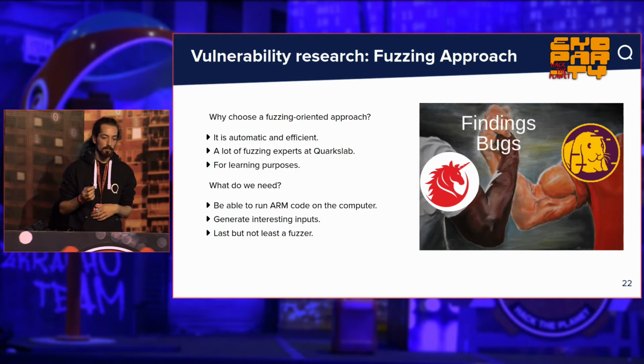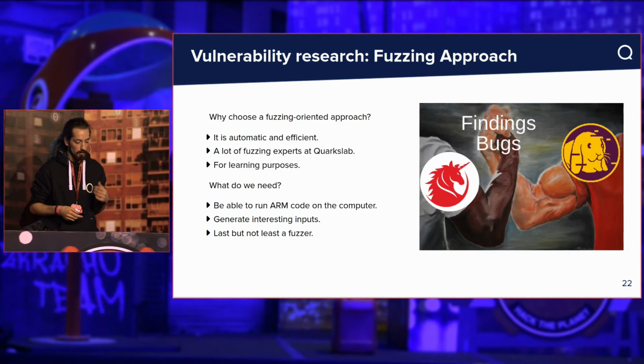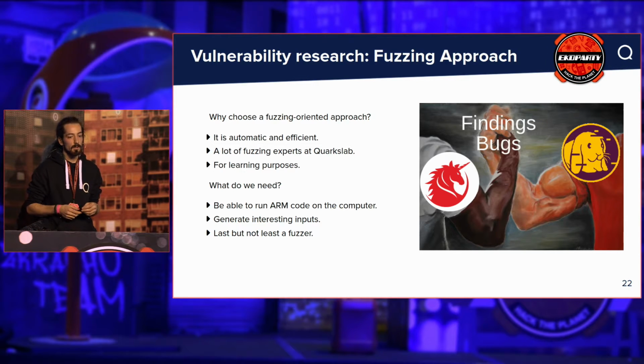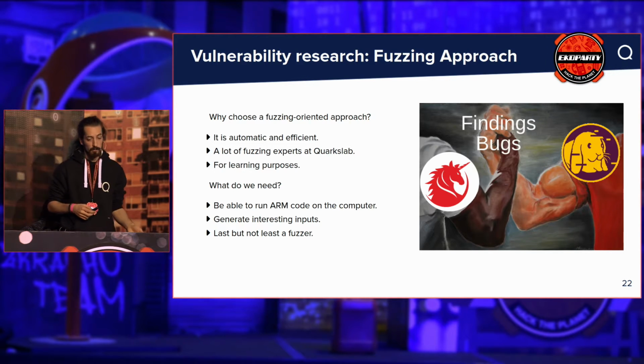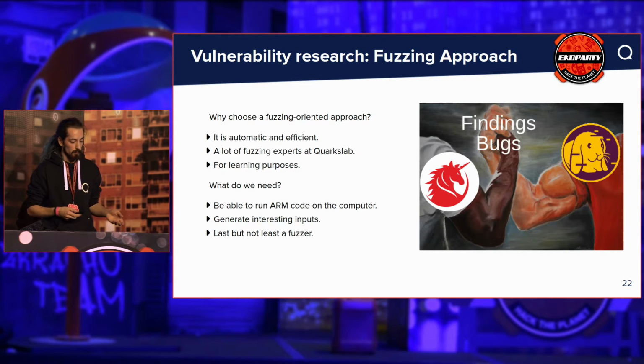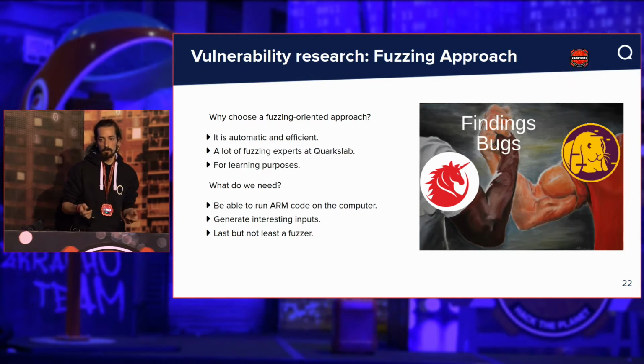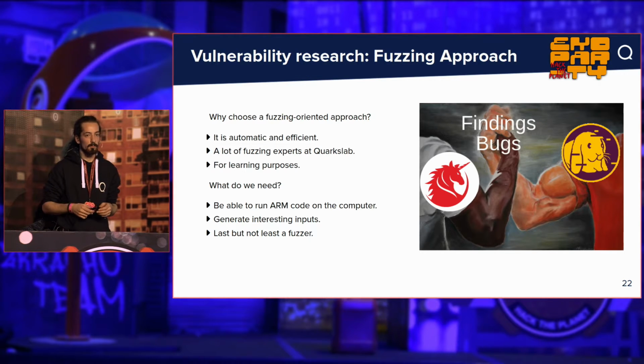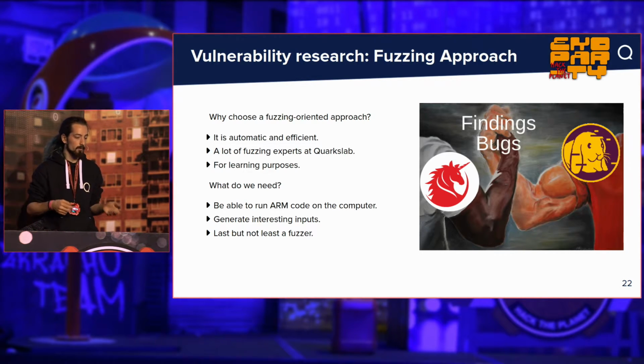So what do we need to run our fuzzer? We need to first be able to emulate the code that runs on the target, because the code is not meant to be run on our computer. Then we also need to be able to generate some interesting input for our fuzzer. And last but not least, we need to choose from the many available fuzzers online. And for that, we chose to use AFL++, as it's very simple to use.